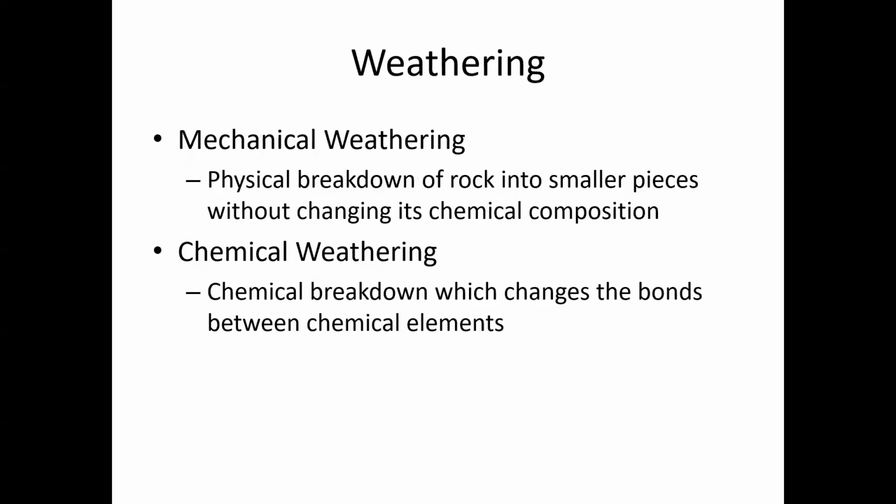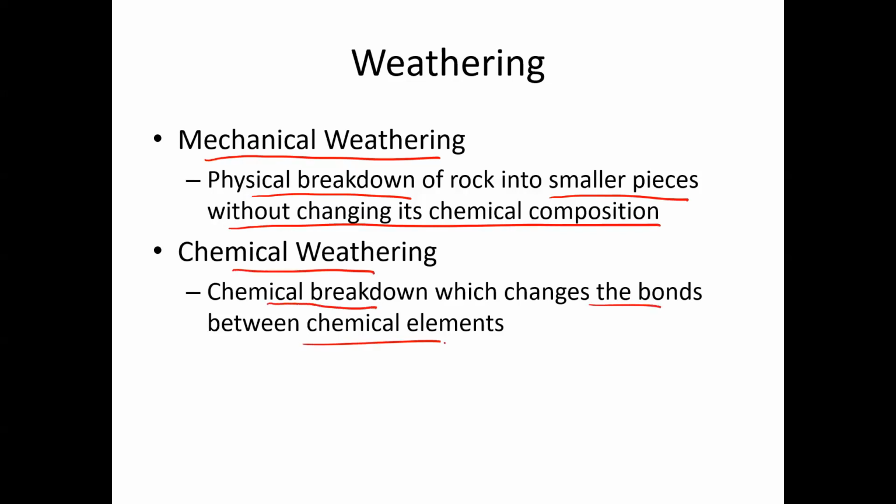So I said there were two types of weathering. We've got mechanical weathering, that's physical breakdown of rock into smaller pieces without changing its chemical composition. This happens as a result of physical processes, something like frost getting inside cracks in rocks and breaking those cracks open. That would be physical or mechanical weathering. Chemical weathering involves chemical breakdown, which changes the bonds between chemical elements.